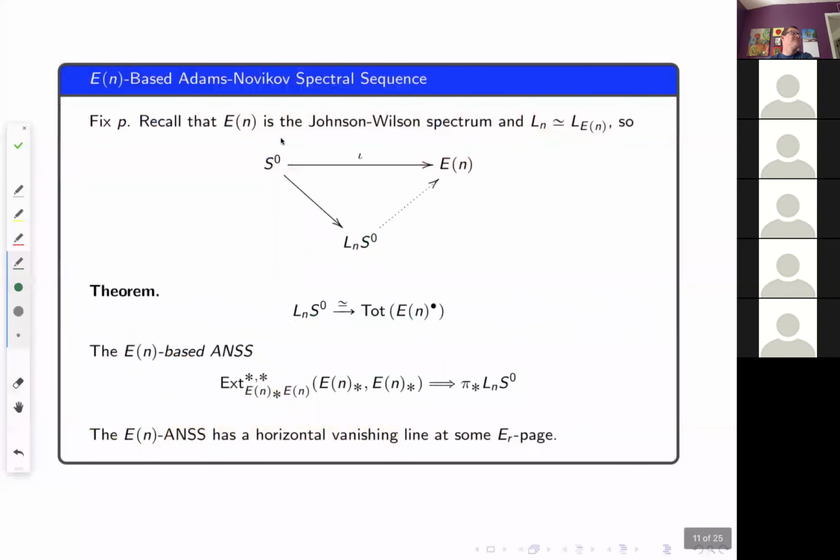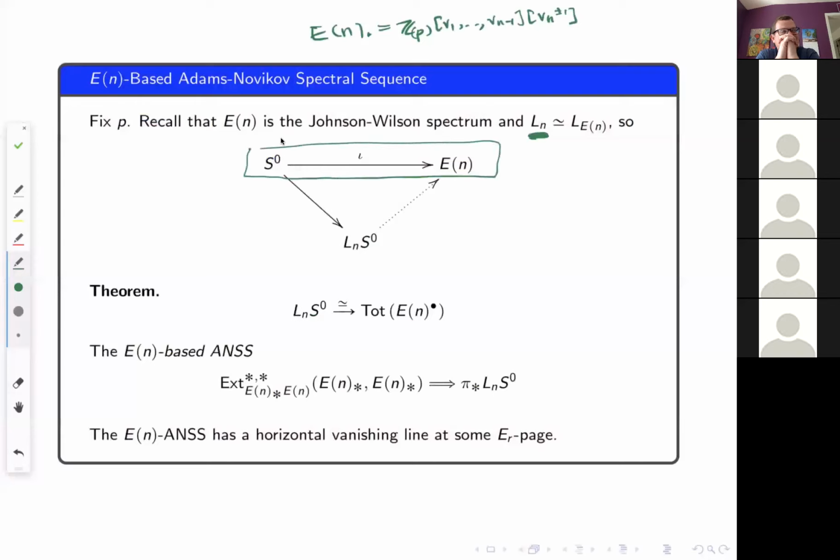Okay, so you can do the same story using other homology theories. So right now I'm going to look at the case of E(n), the Johnson-Wilson spectrum. If you don't remember, E(n) star was Z(p)[v1, ..., v(n-1), v(n) plus or minus 1]. Okay. So recall that its localization functor is the localization functor L(n) that we've been interested in. And if you look at this first approximation here, well, it has to factor, because this is E(n)-local, it has to factor through the localization.